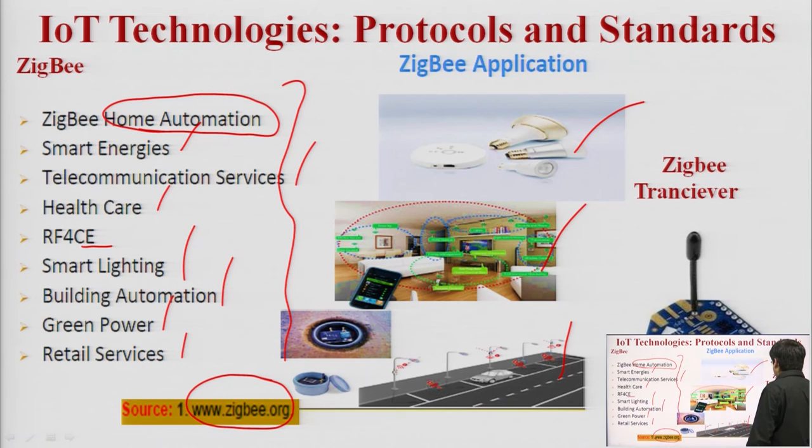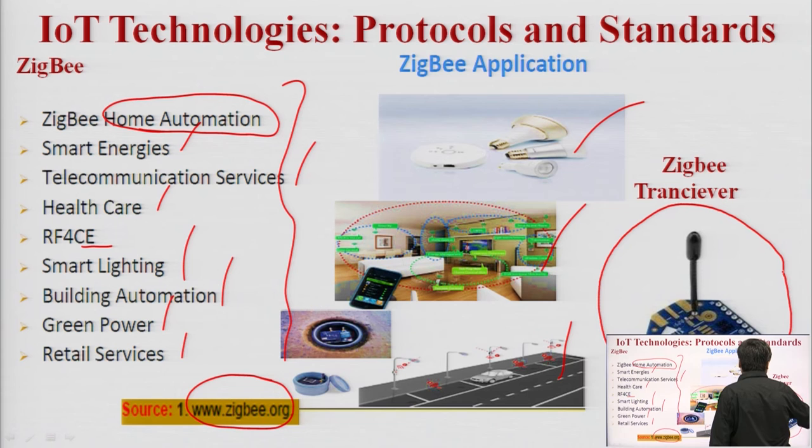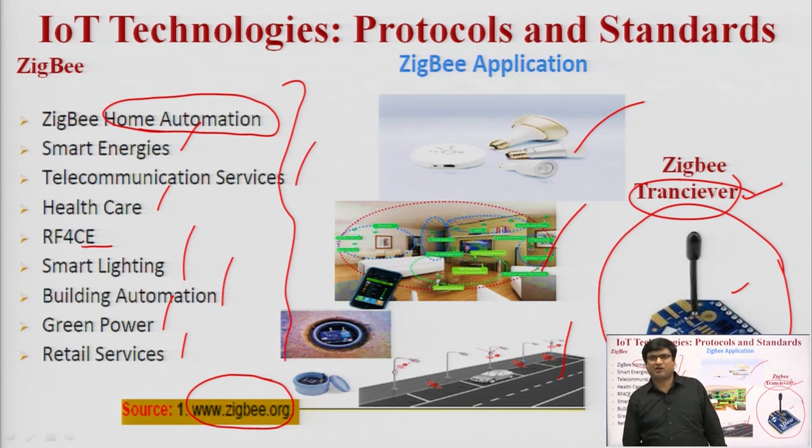So for transmitting, we need some transceiver. This is the picture of the Zigbee transmitter receiver. Transceiver means it has both the transmitter and the receiver, so that's why it is called a transceiver. Okay, so this is the Zigbee transceiver. You can check Amazon and other devices for the connectivity.